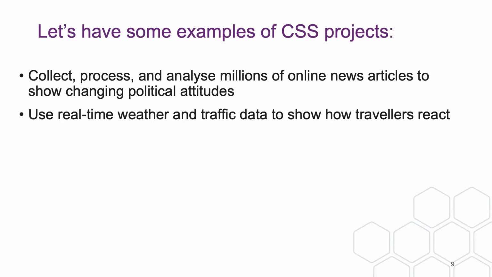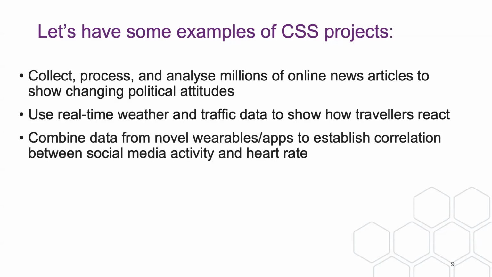You can see how this project isn't just a case of using a computer with a social science project or using a digital version of traditional social science methods. Instead, we have these uniquely computational methods. And we have some other examples, which include combining data from novel wearables or apps to establish a correlation between social media activity and heart rate. That could be aiming to answer a social science question about how people feel about certain images. So you could look at how they react, are there positive or negative feelings, are they irritated, and so on.